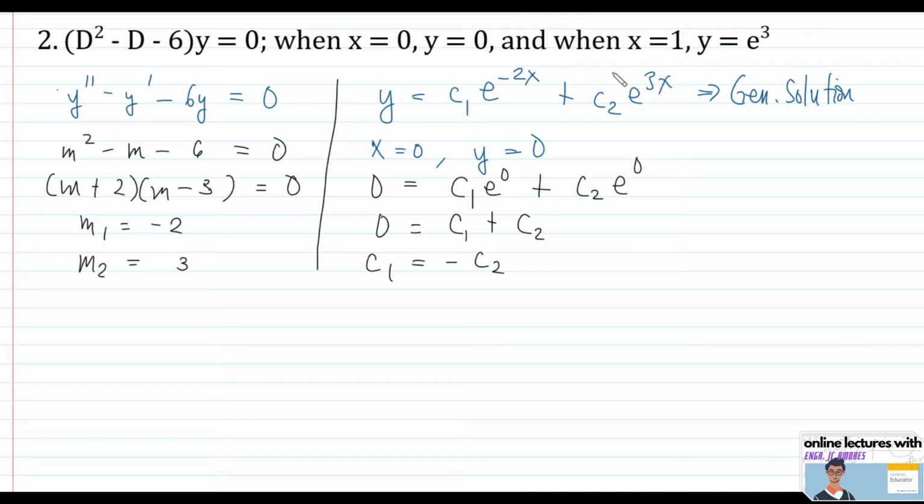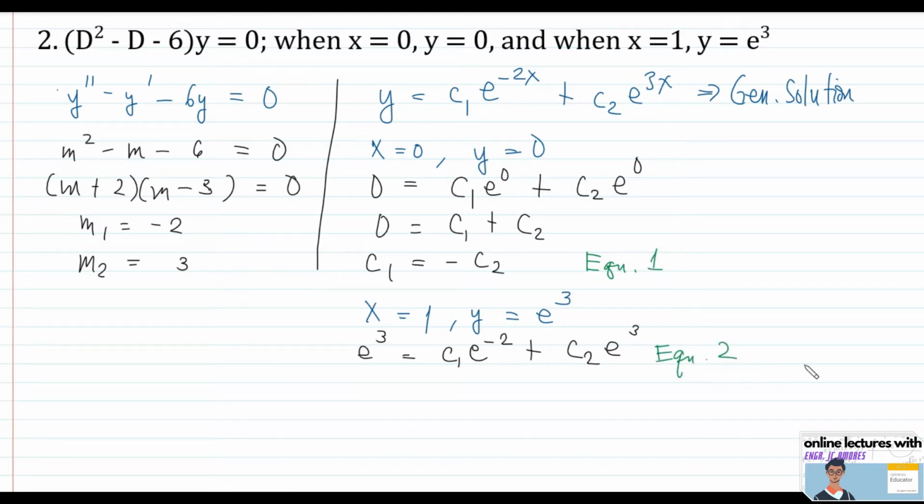In the next case, when x is 1, you have y is equal to e raised to 3. So we substitute y with e raised to 3. So we have e raised to 3 is equal to c sub 1 e, so if this is 1, that would be e raised to negative 2, and then plus c sub 2. Then x is 1, so this would be e raised to 3, times e raised to 3. So you have two equations. This is the first equation, equation 1, and this is your equation 2.